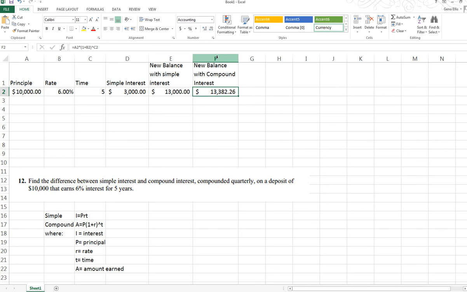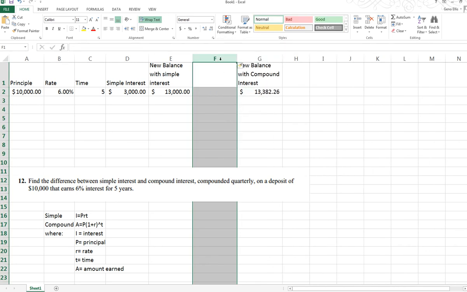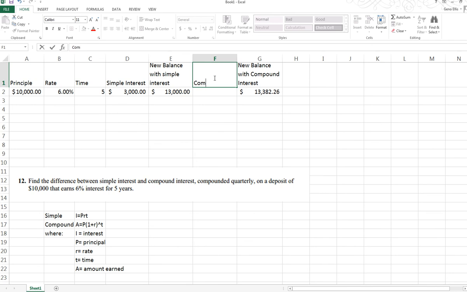But let's say we just wanted to know the interest. So let's give ourselves a new one here. So if we just want the interest, what we would have to do is we'd have to say, instead of adding it like we did for our simple interest, we would take our new amount minus what we started with. Okay? So new amount minus the original, and that gives us $3,382.